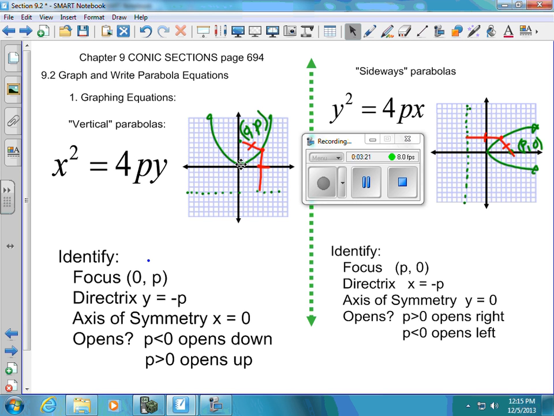If p is positive, it opens to the right. If p is negative, it opens to the left. The axis of symmetry is y equals 0, the x-axis, if you will. X equals 0 is the y-axis, right? And this one is the x-axis. So those are your characteristics. You want to have those down in your notes. We're going to do some problems using this information.